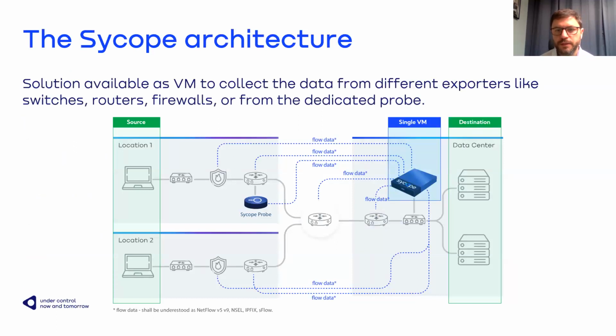So we've got a virtual machine called collector to store the data from many different flow data exporters. All devices can send the NetFlow data. So you can send the flow data from switches, from routers, from firewalls.